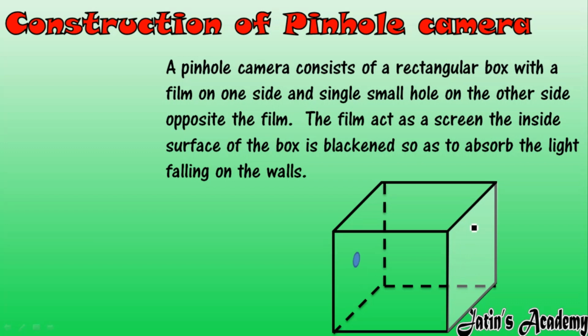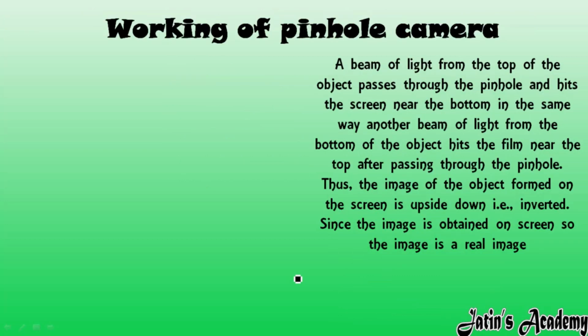This film is acting as a screen which is inside the box. Inside this rectangular box we have a screen, and this box is blackened inside. All the surfaces or all the sides of the whole rectangle are blackened. Why is it blackened? Whatever light radiations are entering the rectangle, all those light radiations are going to be absorbed, and whatever image is there, that image is going to form on the screen. This is the construction of the pinhole camera. So the next topic is the working of the pinhole camera.